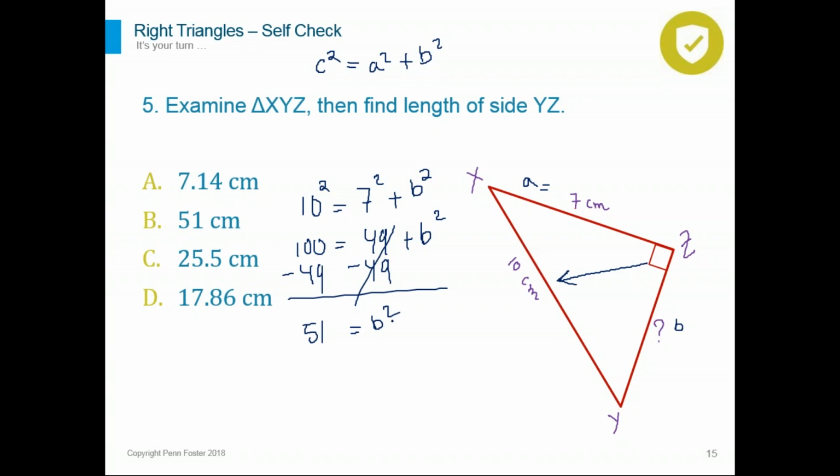We're not looking for b squared, we're looking for the side length b. So take the square root on both sides, and that will give you the value of b. The square root of 51 is 7.14 centimeters. So the answer is A. Any questions?